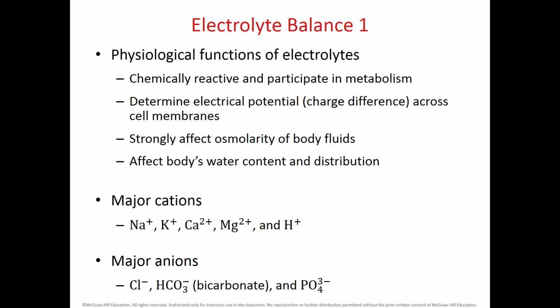So here in the bottom you can see then major cations, which are sodium, potassium, calcium, magnesium, and hydrogen ions. And then we have major anions, or negatively charged ions, like chloride, bicarbonate, and phosphate.